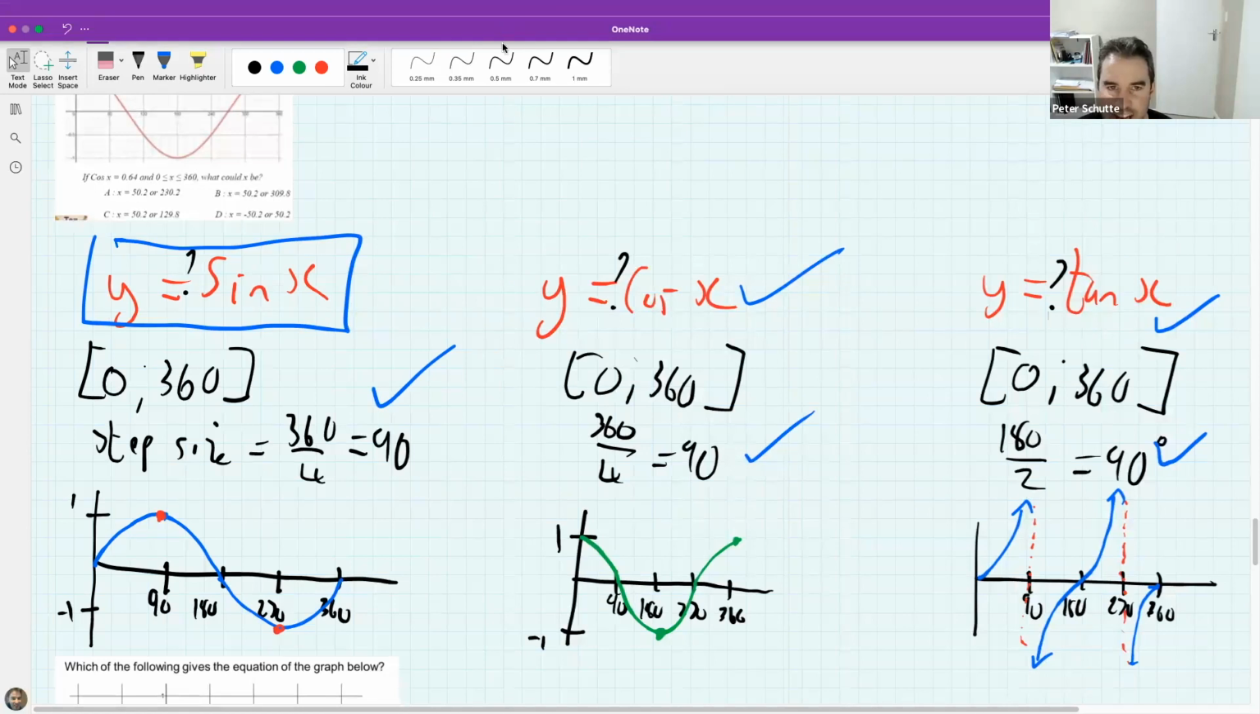Okay, that is the lesson for today. And it was just sort of a reintroduction to trig graphs. We will talk about all sorts of tricky stuff going forward.